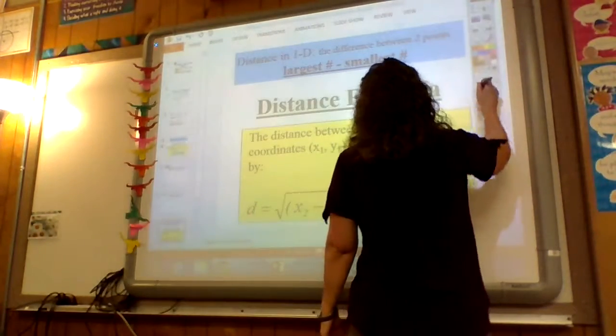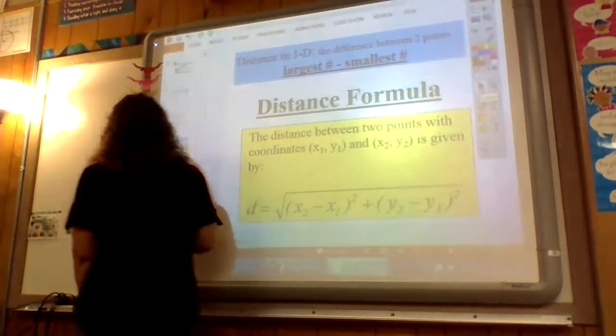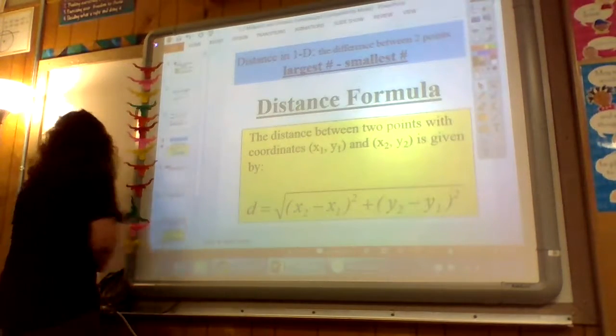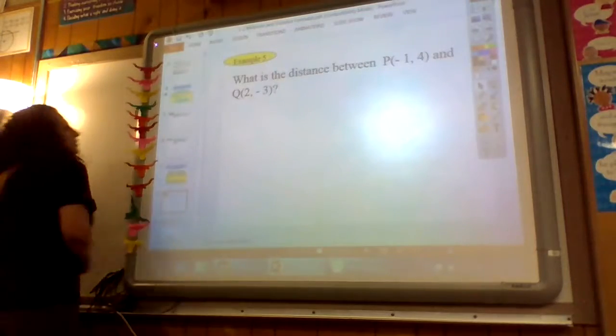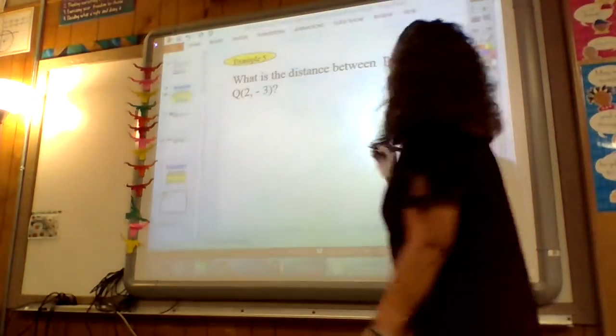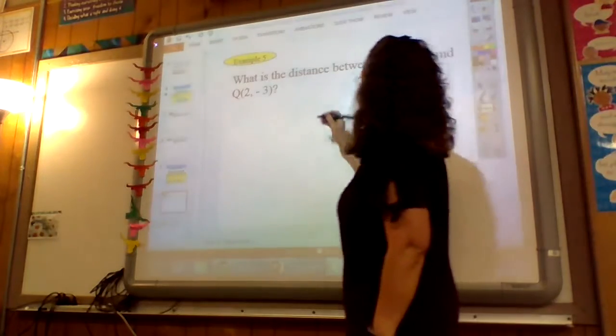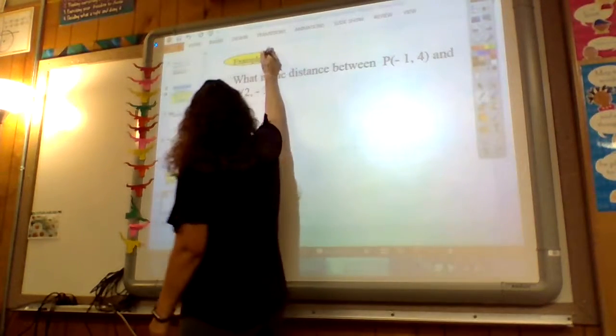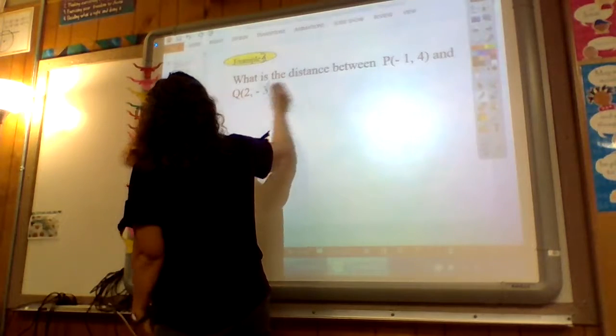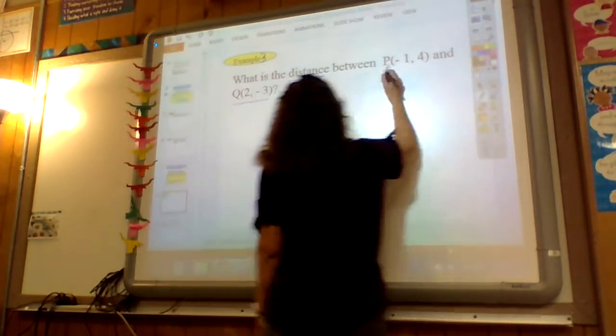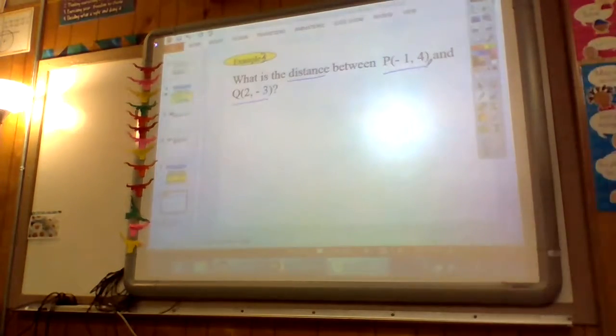Okay, so actually I'm going to show you two different ways to think through your distance formula. One of them based on the Pythagorean theorem, and then one of them by just substituting into the formula. So this is example 3. And just write down distance between P and Q. And there's your coordinate points. So you have your sample problem in your journal.